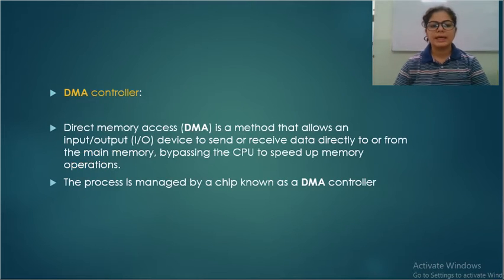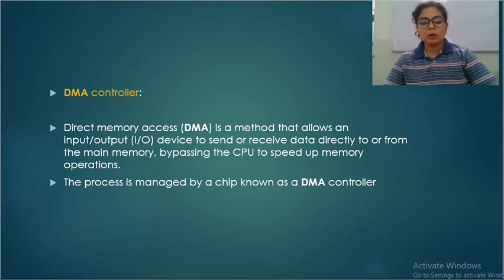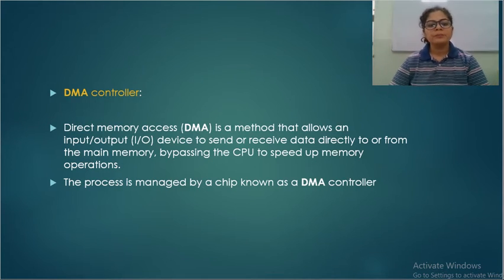Next controller is the DMA controller. DMA stands for direct memory access. The direct memory access controller is a mechanism which allows input-output devices to send or receive data directly to and from the main memory, and they bypass the CPU to speed up the memory operations. They bypass the CPU so that the CPU can do other things. This is how they help in speeding up the computer.